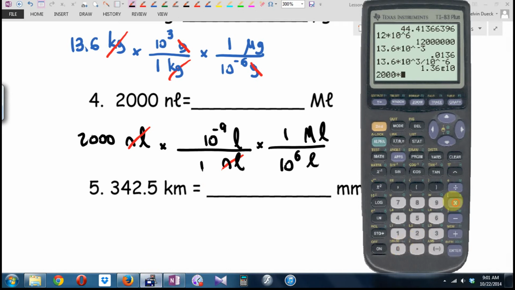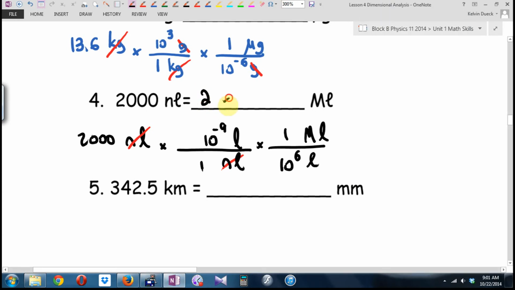2,000 times 10 to the power of negative 9. Have you found where the exponent button is on yours? I think it's in the same place above the division sign. Divided by 10 to the 6th. Do you get 2 times 10 to the negative 12? Yeah. So 2,000 nanoliters is the same as 2 times 10 to the negative 12 megaliters.